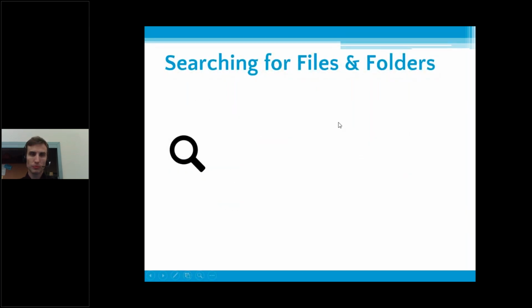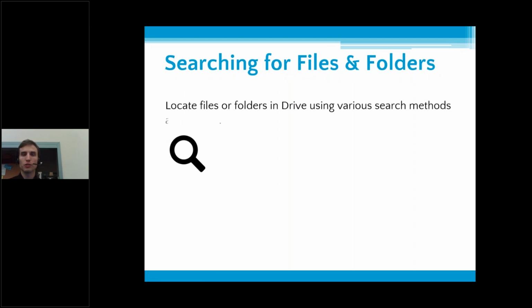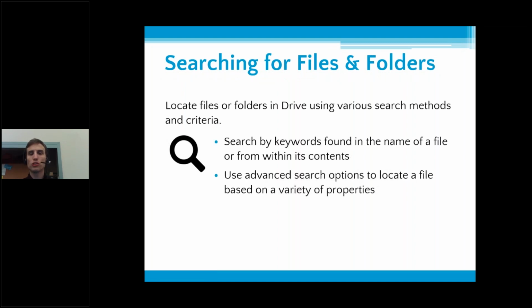And Google Drive allows you to very easily search for files and folders. So you could search by keywords found in the name of a file or from within its contents. You can also use advanced search options to locate a file based on a variety of properties. For example, I'm looking for a file that I know I saved back in 2017, so I can limit my search to 2017, things like that.